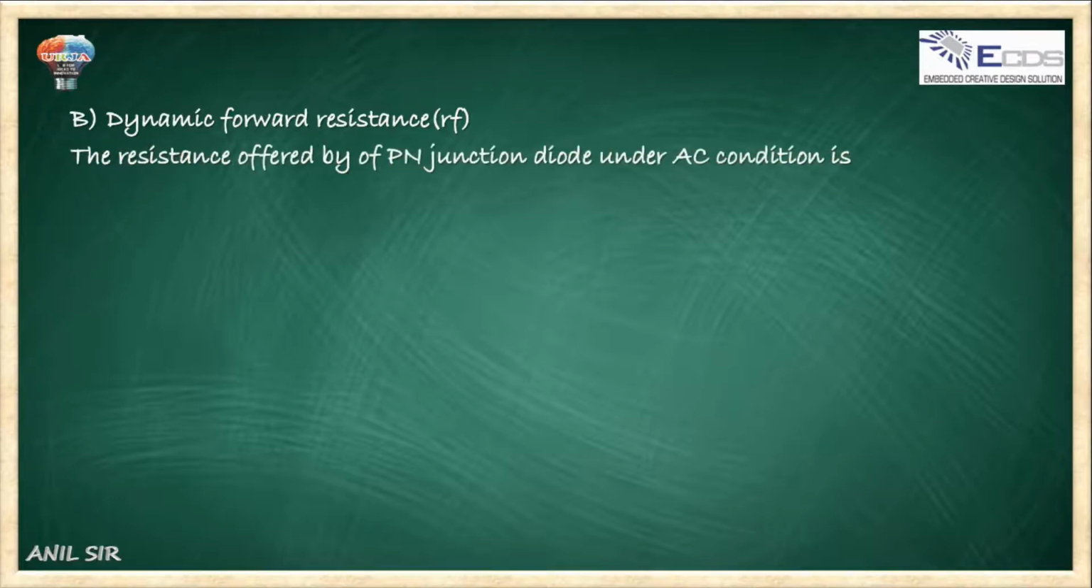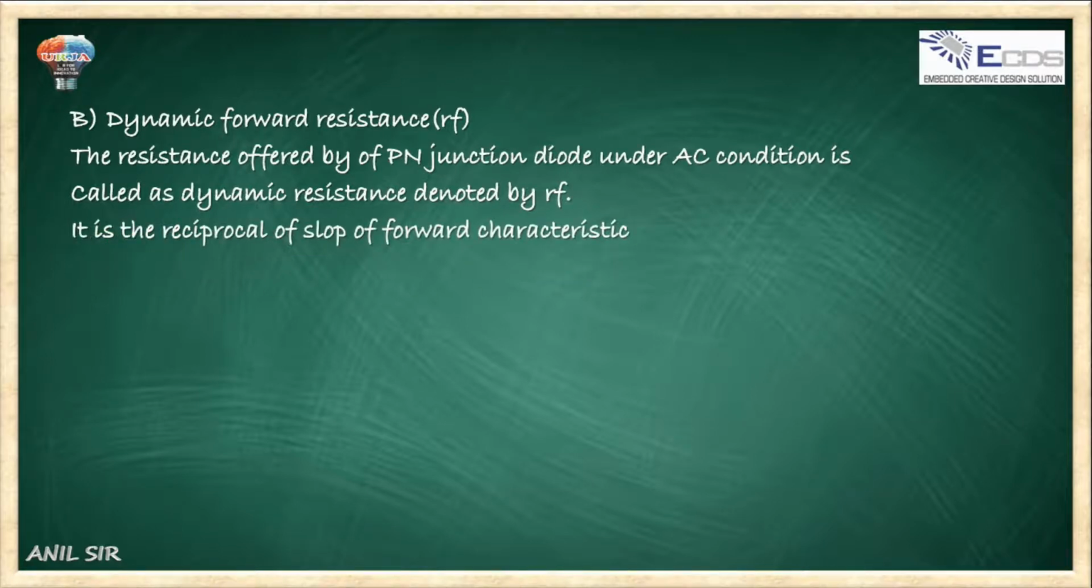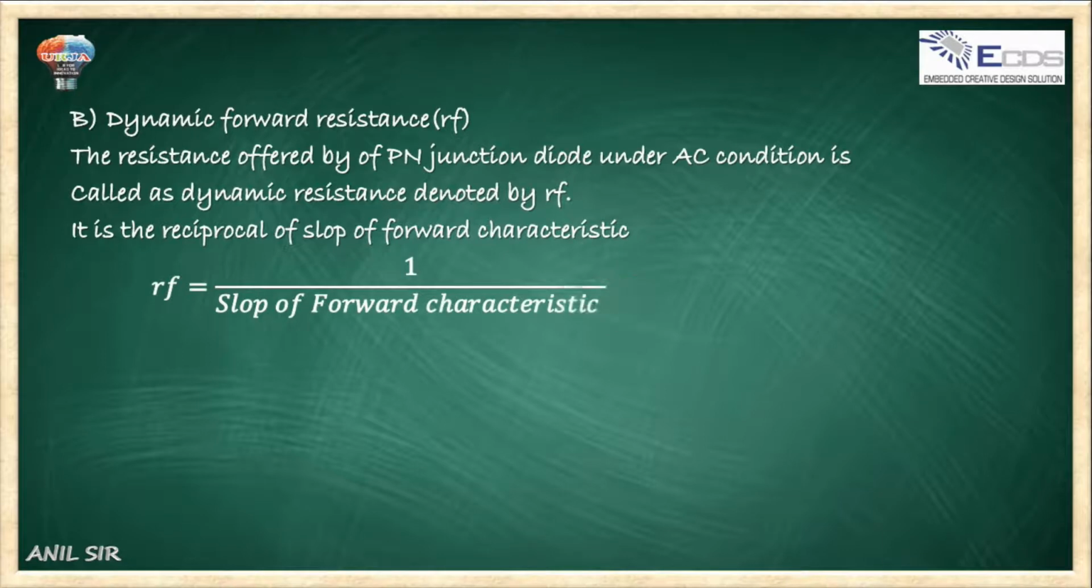Then next, dynamic forward resistance. It is denoted by small rf. This is the resistance offered by the PN junction diode under AC condition, called the dynamic forward resistance, denoted by small rf. It is the reciprocal of the slope of the forward characteristics. So rf equals 1 upon the slope of the forward characteristics.